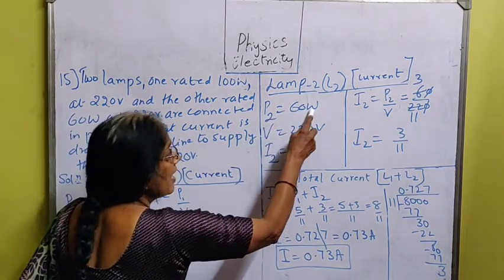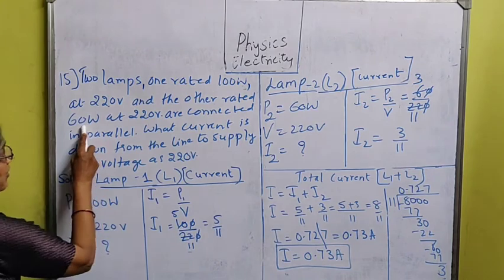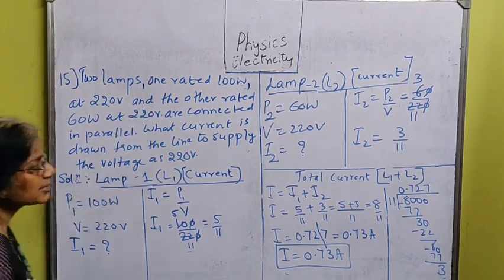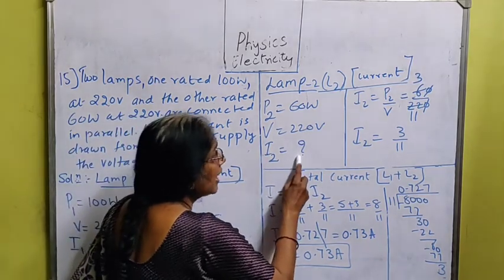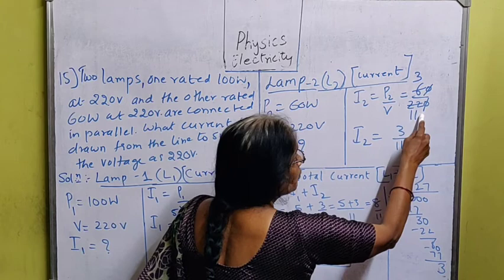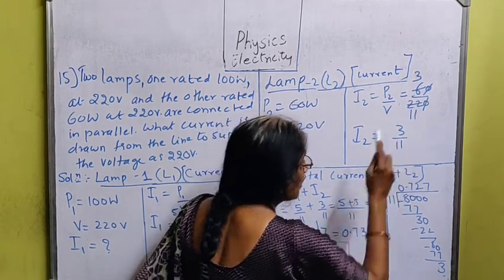P2 is given as 60 watt. V is given as 220 volt. See here, P2 is 60 watt. Voltage is 220 volt. Voltage is the same because the connection is parallel. We have to find out I2. I2 is equal to P2 by V, which is 60 by 220. 0, 0 cancels. 2 3s are 6, 2 11s are 22. So I2 we got as 3 by 11.